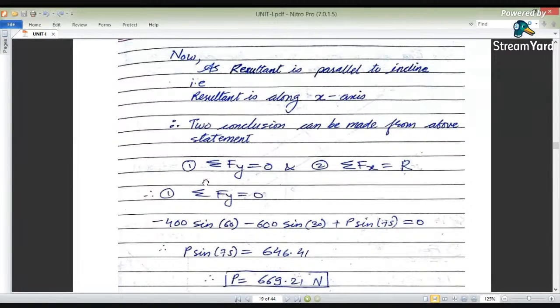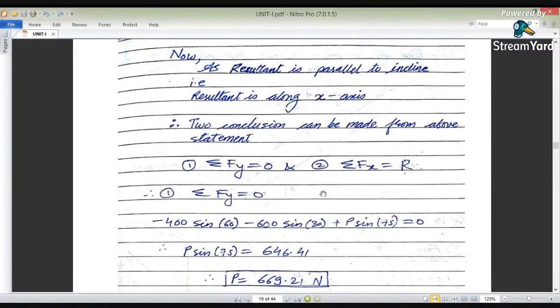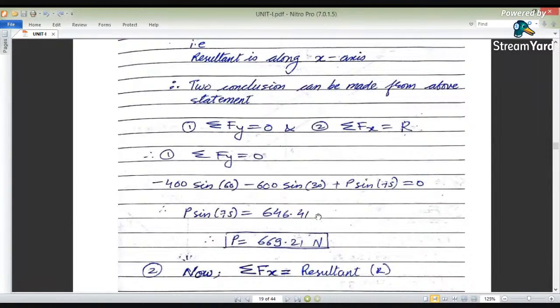We take the summation of all Y components, taking upward as positive, depending on the inclined plane, because these X and Y directions have been given. So first we take the summation of all X components. We have resolved the forces and taken the summation of all X components. Here, minus 400 sin 60, and by simple calculation we can find the value of P, which is 669.21.